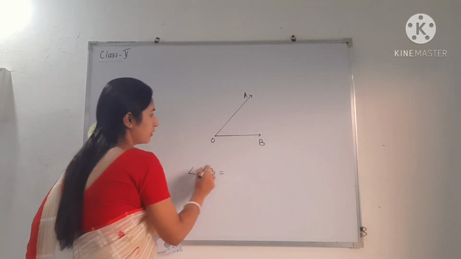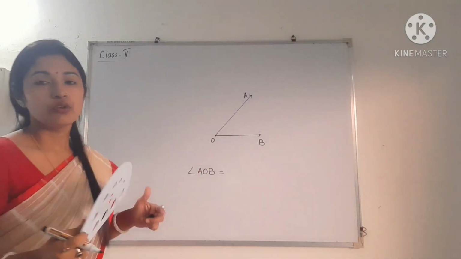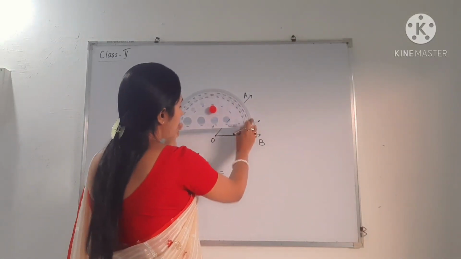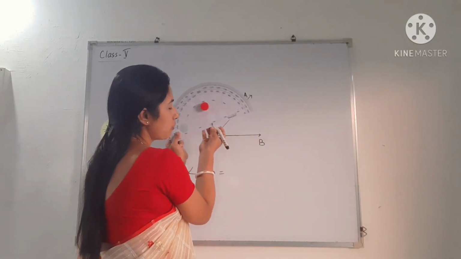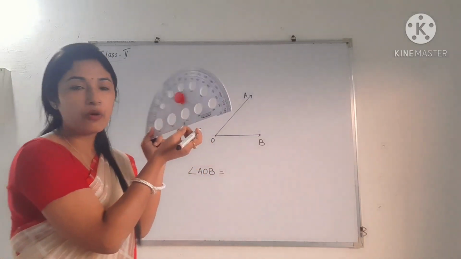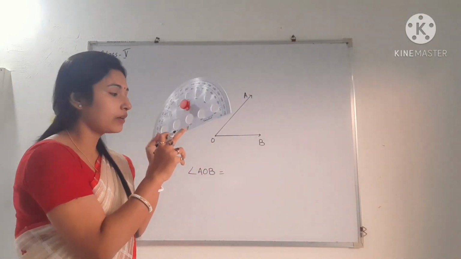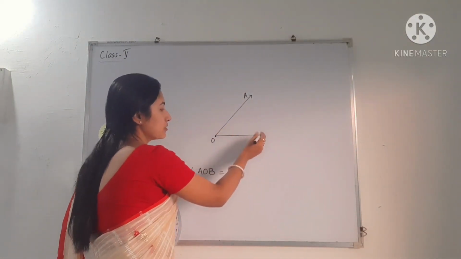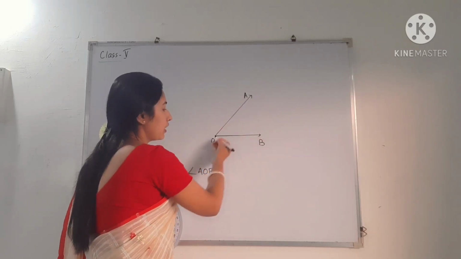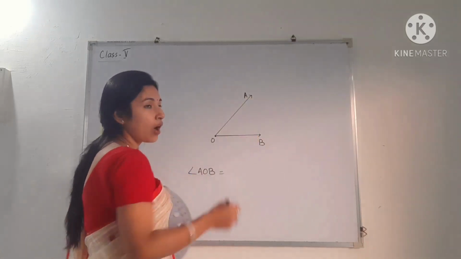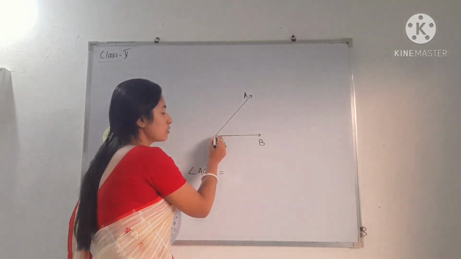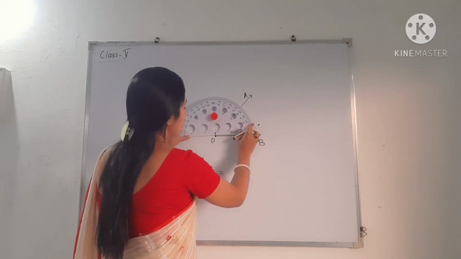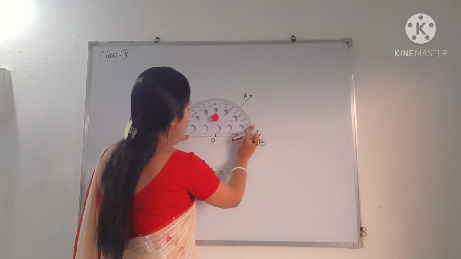So how much does this angle measure? We have to use the protractor to find the measure of this angle. So here I am putting this center point. You will get the center point in your protractor. Okay, that point you have to place over the meeting point of the two arms. Here there are two arms, OB and OA. The two arms are meeting at this point, and at this point you have to place your protractor. Okay, so here I am placing it. So see, you have to place like this.